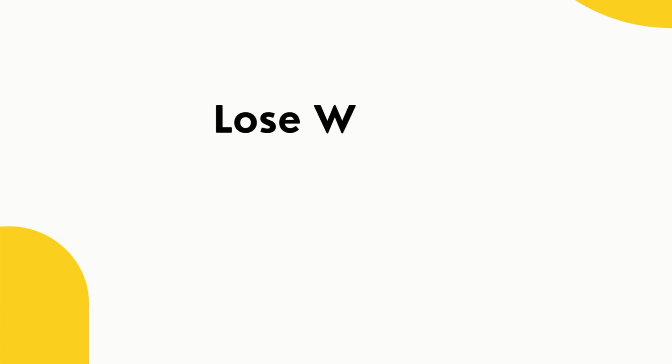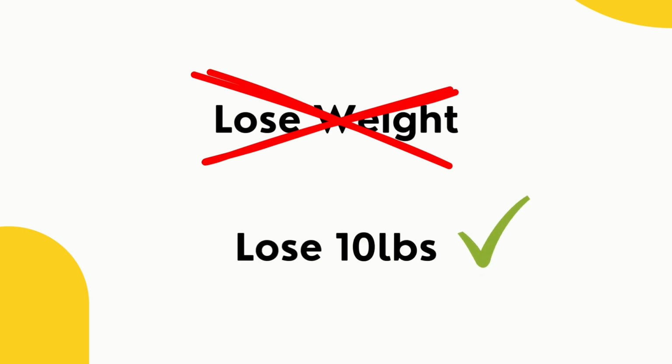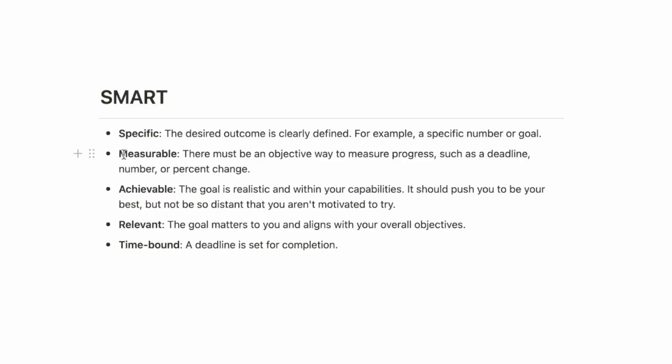So instead of just saying that you want to lose weight this year as your goal, you would want to set a specific amount of weight that you want to lose, for example 10 pounds. The M stands for measurable, and this means that there must be an objective way to measure your progress, such as a deadline, a number, or a percent change.